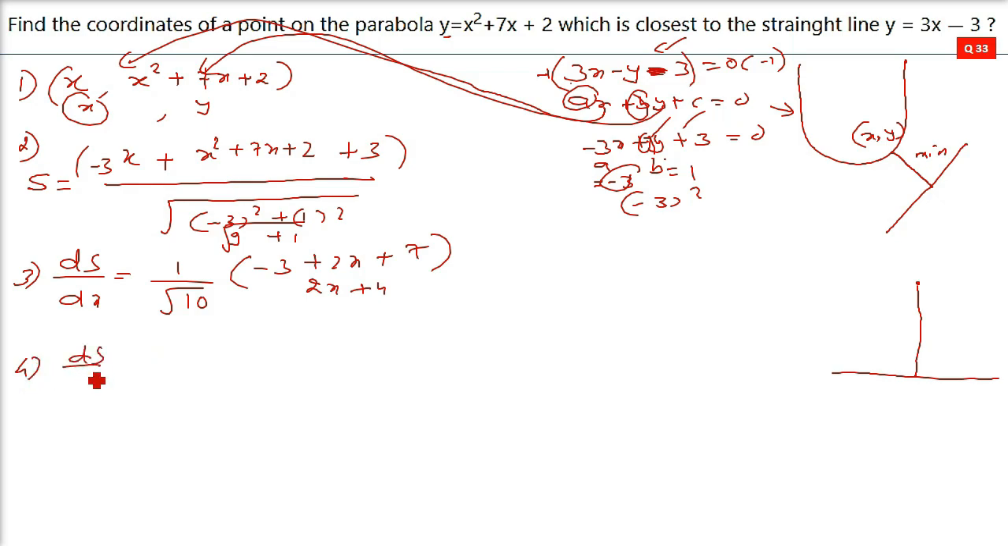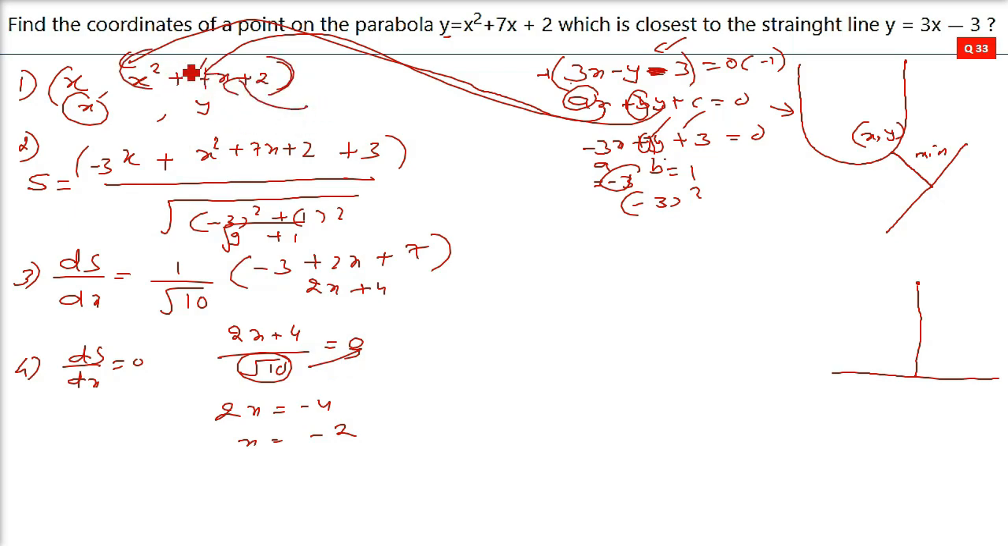Next step is what? Of course we have to equate it to 0 in order to get the critical points. So 2x plus 4 by under root 10 has to be equal to 0. Under root 10 cannot be 0, so 2x plus 4 has to be 0. This will give you x equals negative 4 by 2, that is negative 2. Now we have already got x equals minus 2. How about the point y? Let us find it here only. Then we'll go about the nearest and the maximum, minimum.